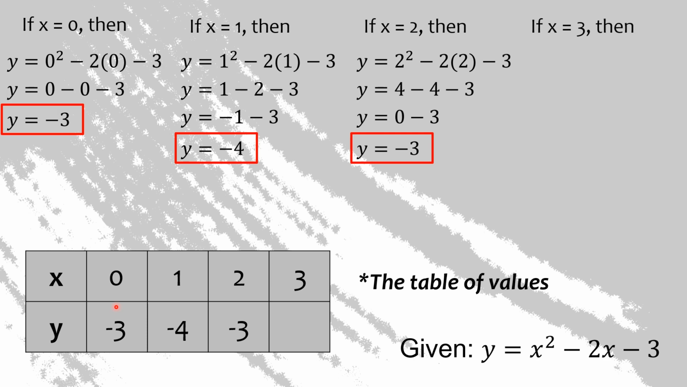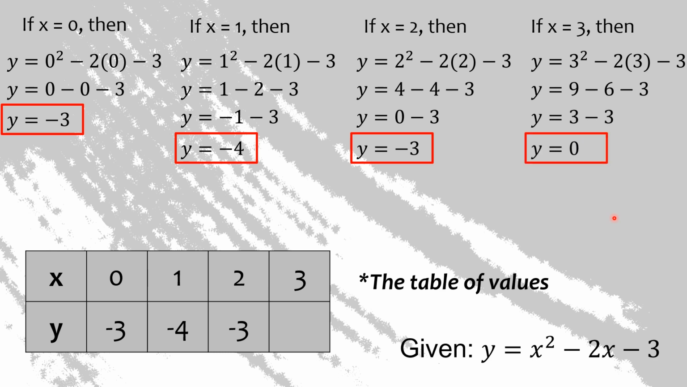Ayan. And then the last, if x is equal to 3, then y equals 3 squared minus 2 times 3 minus 3. 3 squared is the shortcut for 3 times 3. So, magiging y equals 9 minus 6 minus 3. So, 9 minus 6 is 3 minus 3. So, the value of y is 0. And then, iyon yung ipapartner natin sa x-coordinate natin na 3. Ayan. Kompleto na ang ating table of values. So, pwede na tayo mag-graph.